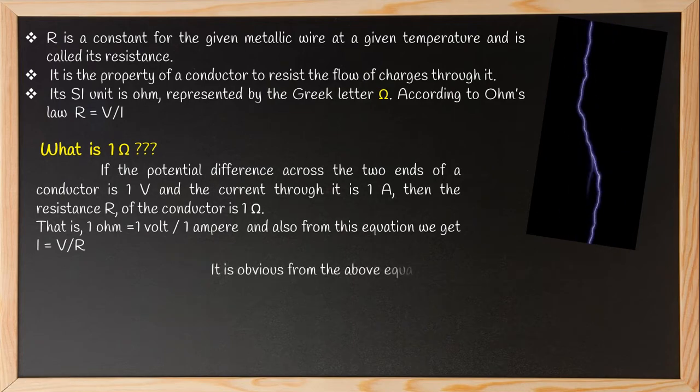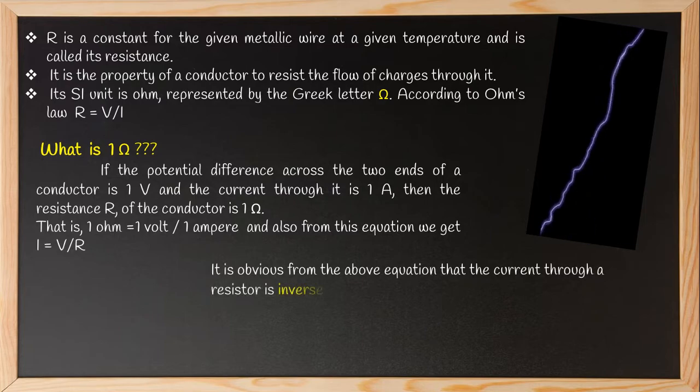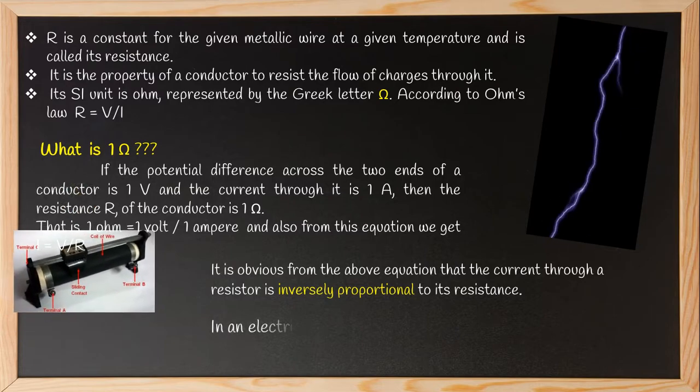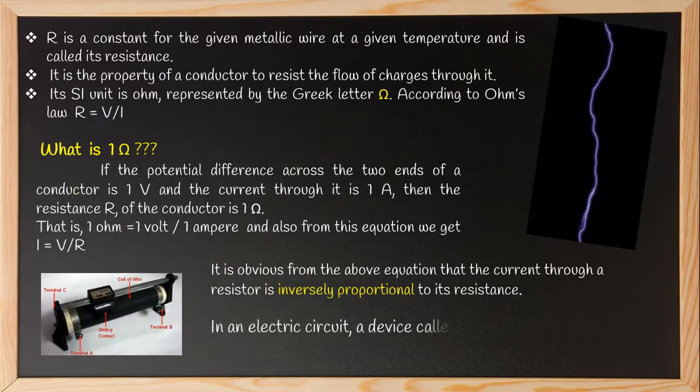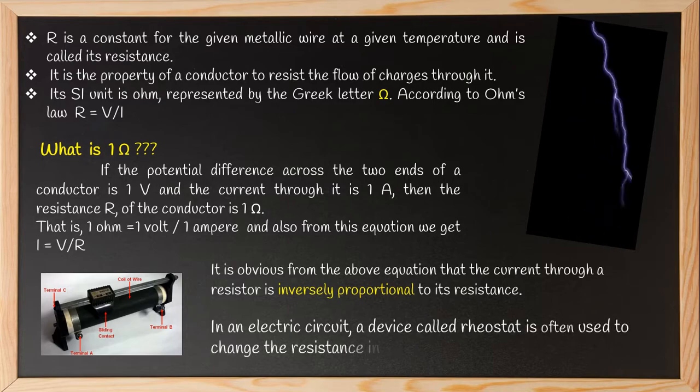It is obvious from the above equation that the current through a resistor is inversely proportional to its resistance. That is, I is equal to V by R, so I is inversely proportional to resistance. As the resistance increases, current flow will decrease. As the current flow increases, resistance decreases. It's inversely proportional.